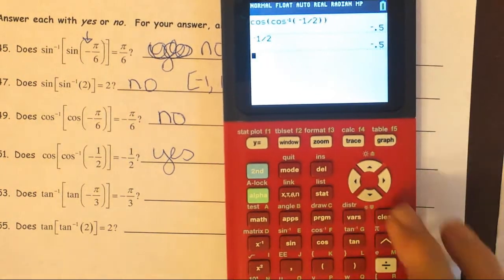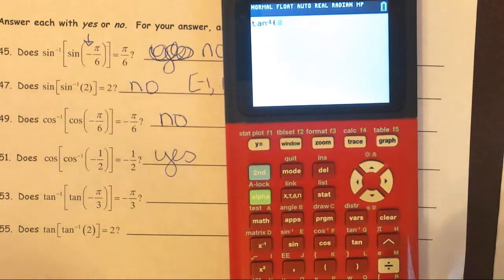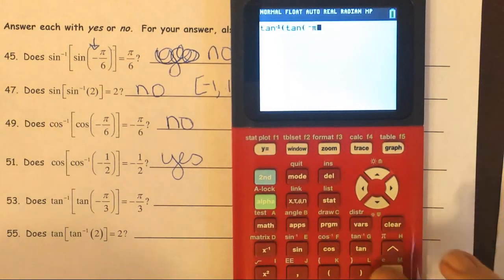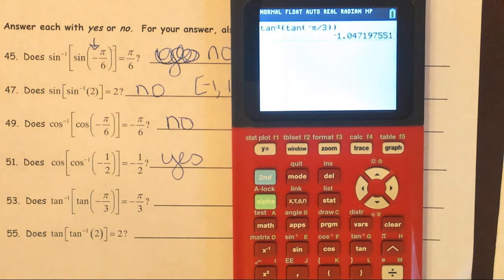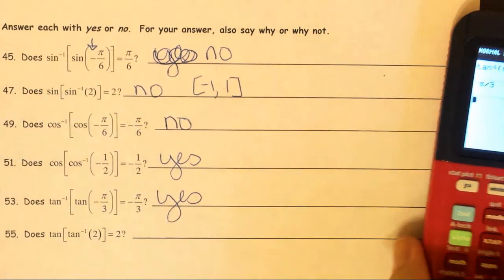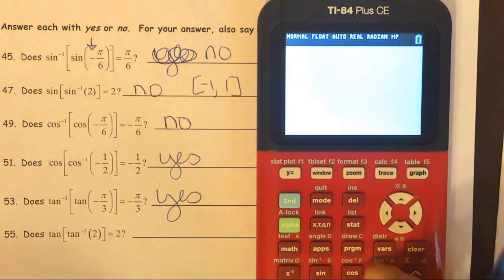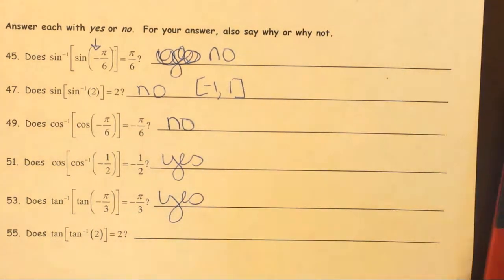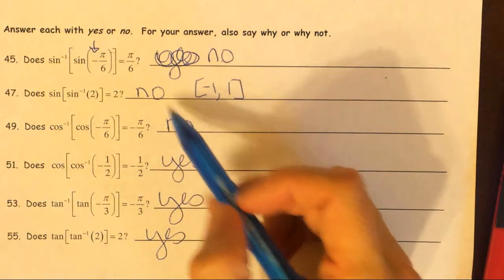We're going to do the tangent. It says second tan, and then tangent of negative pi divided by 3. And I got negative 1.047. Now I'm going to type in the right side, negative pi divided by 3. I got the same negative decimal, so this is also a yes. One more. We're going to do tangent, second tan of 2. I get 2, and the right-hand side also says 2. Alright, so it was no, no, no, yes, yes, yes. We're just practicing typing them in the calculator.